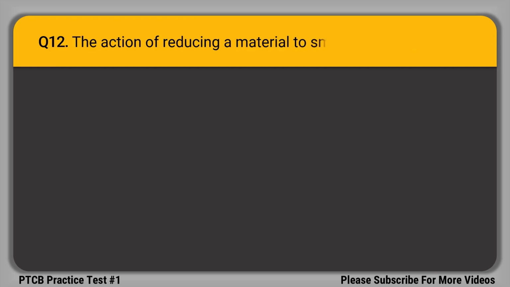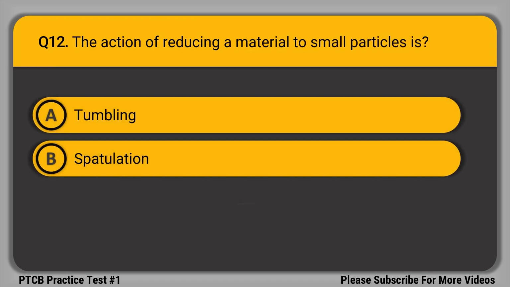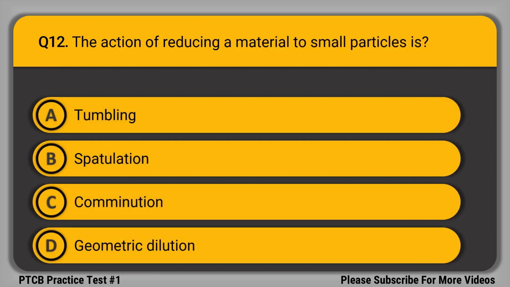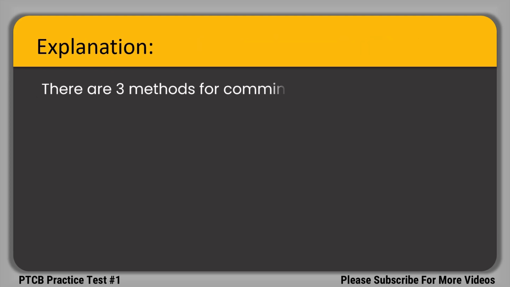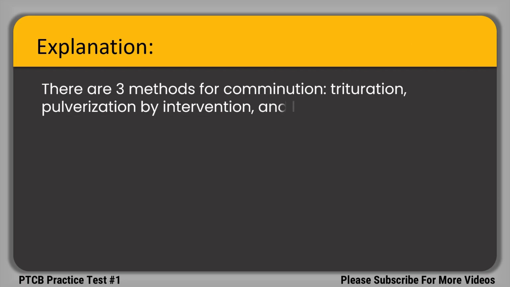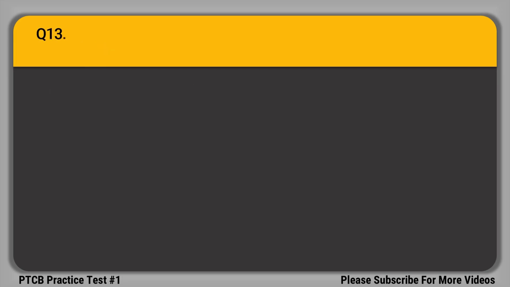Question 12. The action of reducing a material to small particles is A. Tumbling. B. Spatulation. C. Comminution. Or D. Geometric dilution. C. Comminution. There are 3 methods for comminution: trituration, pulverization by intervention, and levigation.